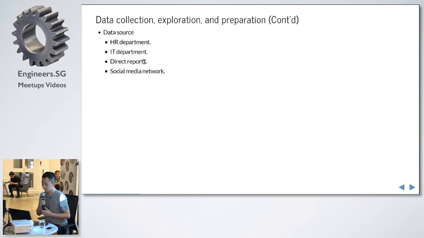So another thing is, after we identify the data we are interested in, we have to go to certain departments of the company to collect the data, right? So the HR department may be one of the guys who can provide the data. And also the IT department, they have some data that may be useful. And also your director reports, like your manager, he knows you very well, and he has something like the performance reviews, and sometimes you can use this kind of data as well. And also the social media network, you can collect the public posts of the employees and analyze the posts in order to predict the attrition.